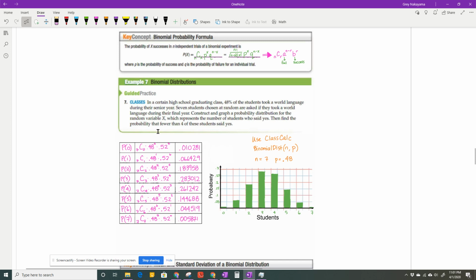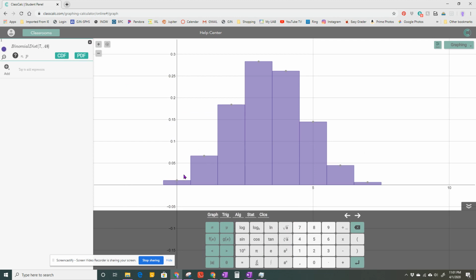Now, this is where the tricky thing is. You got to be able to do this correctly. You got to read the problem correctly. Find the probability that fewer than 4 of these students said yes. So which of these numbers is fewer than 4? That, of course, is 3, 2, 1, and 0. So on your ClassCalc, I need 0, 0, 1, 2, and 3.